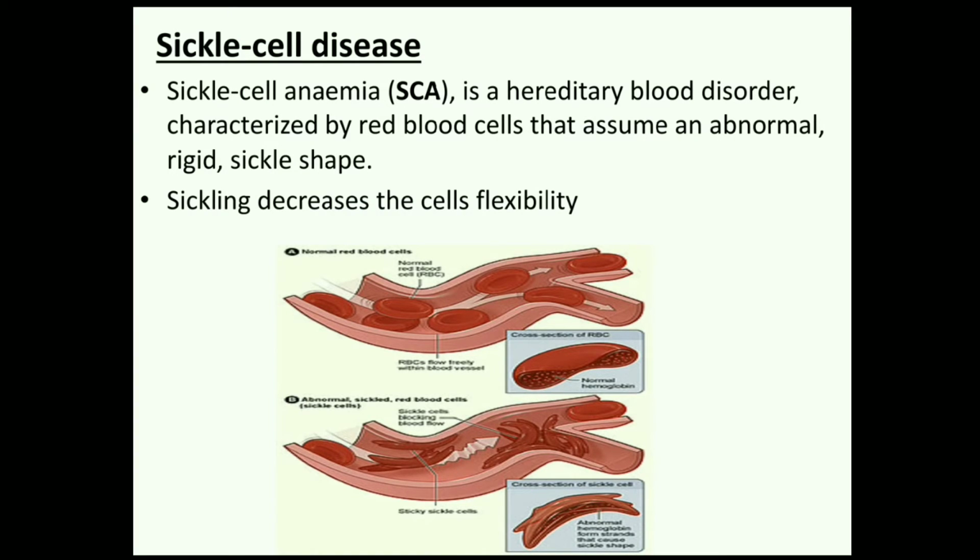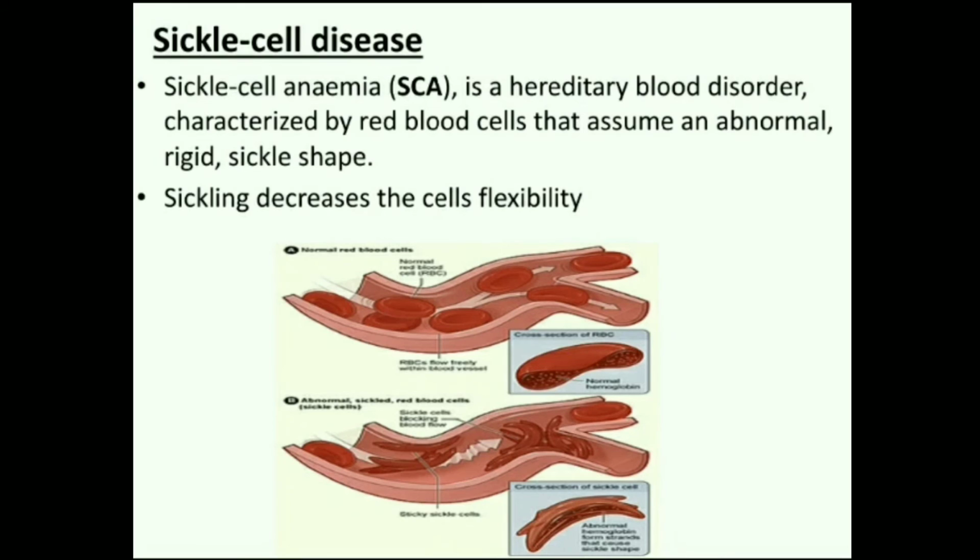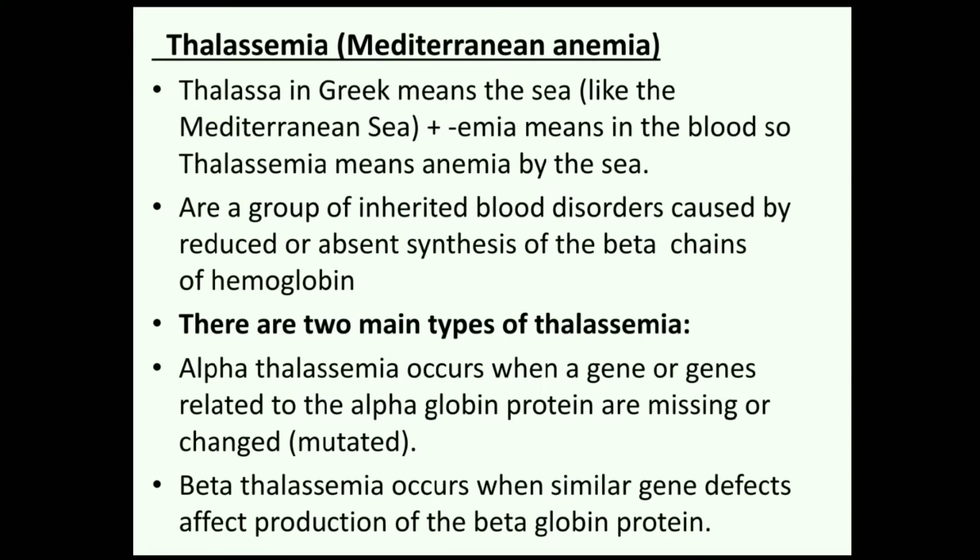Sickle cell anemia. Sickle cell anemia is a hereditary blood disorder characterized by red blood cells that assume an abnormal rigid sickle shape. Sickling decreases the cell flexibility. Thalassemia is a Mediterranean anemia. Thalassa in Greek means the sea, emia means the blood, so thalassemia means anemia by the sea. It is a group of inherited blood disorders caused by reduced or absent synthesis of the beta chains of hemoglobin.